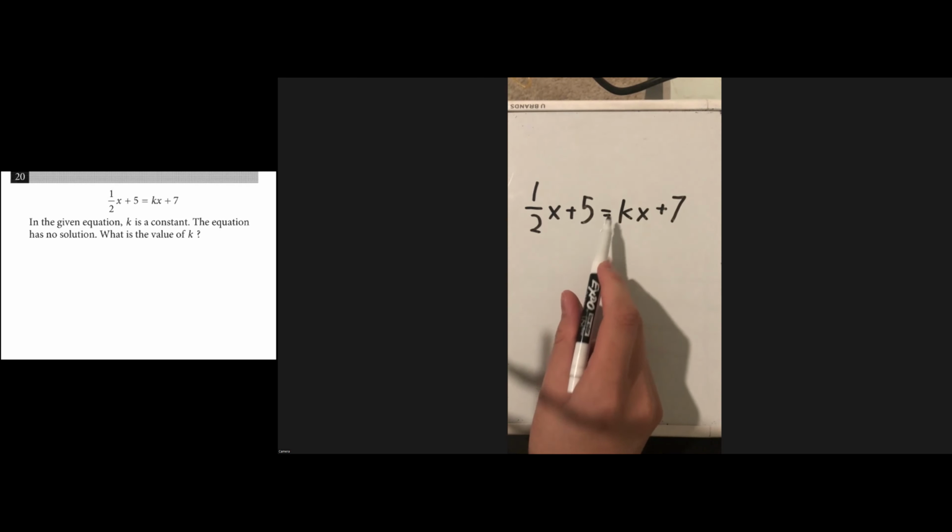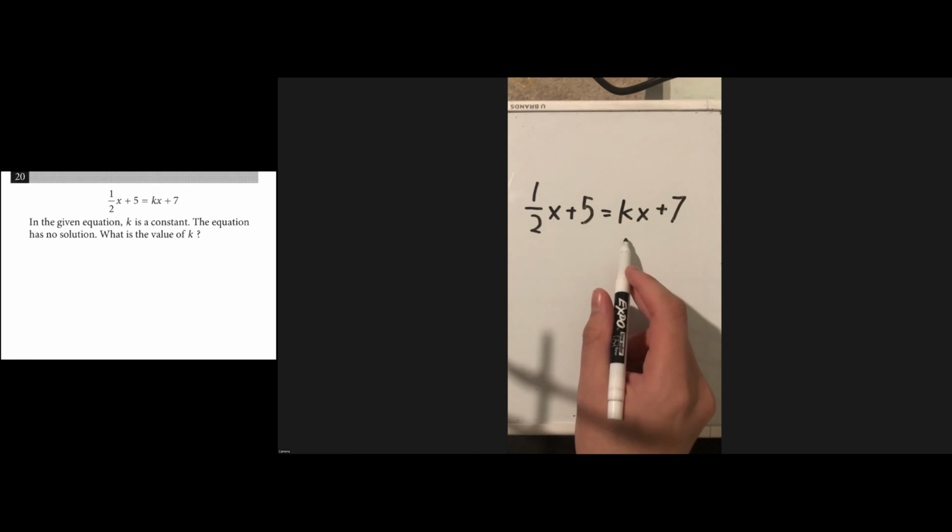Okay, so for question 20, it says in a given equation, k is a constant, and the equation has no solution. What is the value of k? Well, a simple way to do this is: if the equation has no solution, it means that this equal sign cannot be true. So the easiest way to do it would be k equals 1/2.